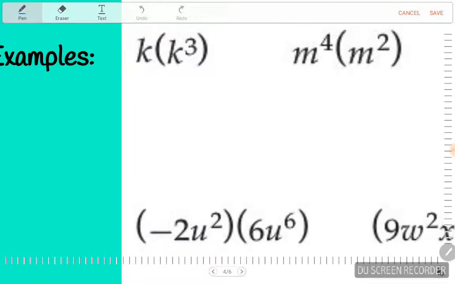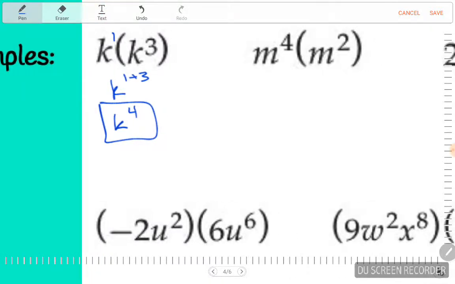Okay, anytime there is not an exponent, we assume it's an invisible 1. Okay, because I have 1 copy of it, right? So this is k to the first times k to the third. If I multiply, I add the exponents, so that's going to be k to the 1 plus 3, which would be k to the fourth power. Okay, looking at the second example, I have m to the fourth times m squared multiplying, so I add the exponents, which means I have m to the sixth.